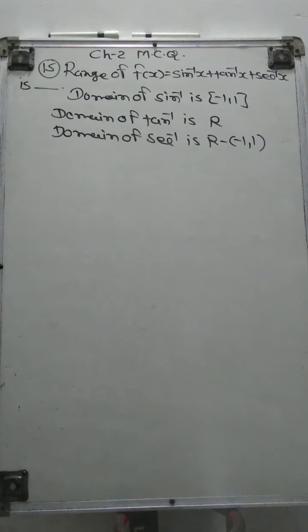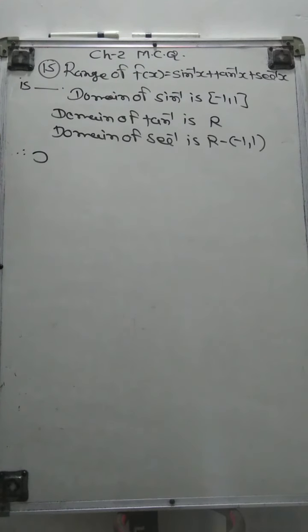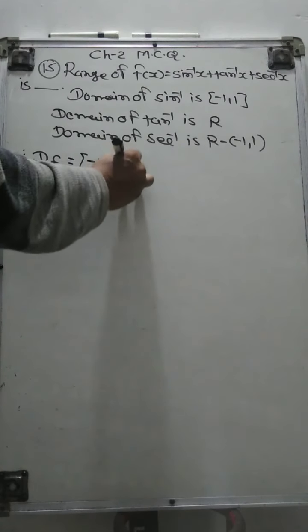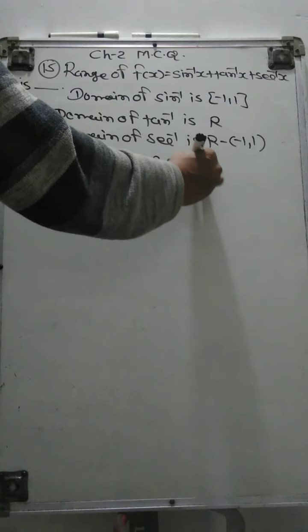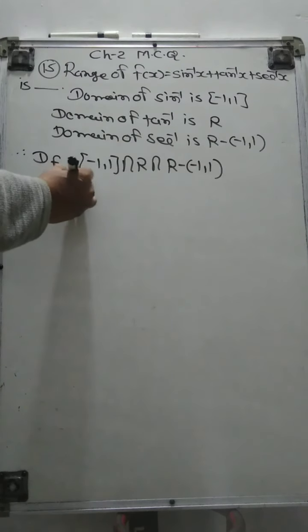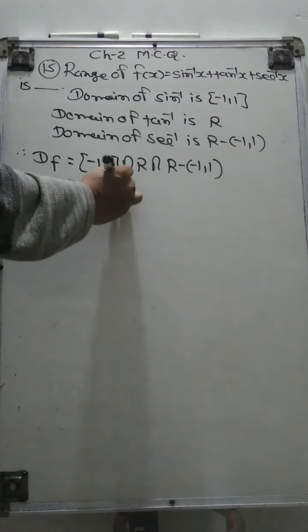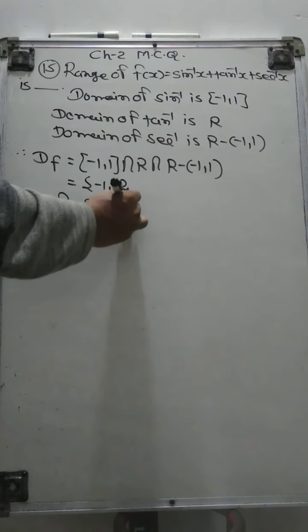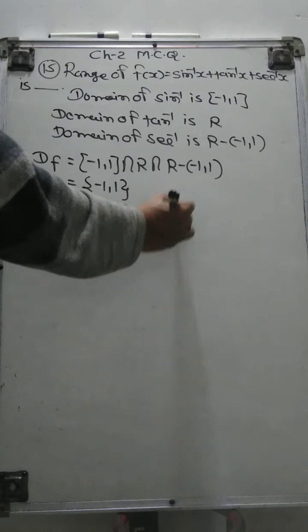Now if we take the intersection of all these terms, therefore domain of f is equal to [-1, 1] intersection R intersection R minus (-1, 1). So it is equal to only and only -1 and 1. Therefore f from {-1, 1} to R is the required function.